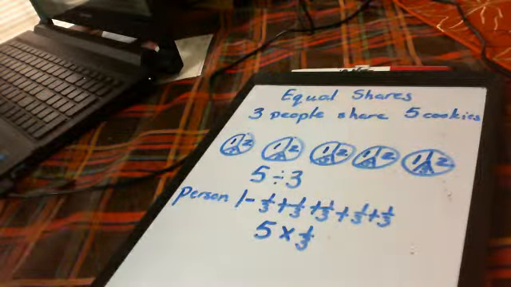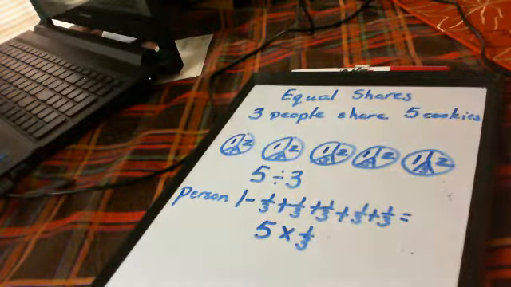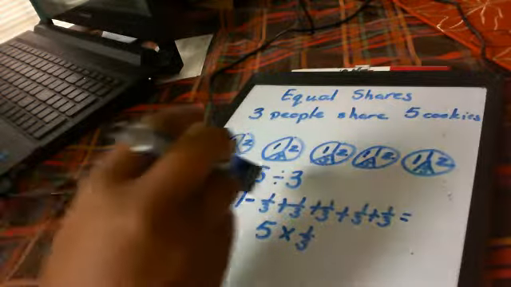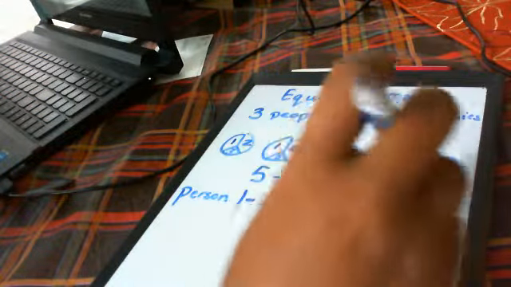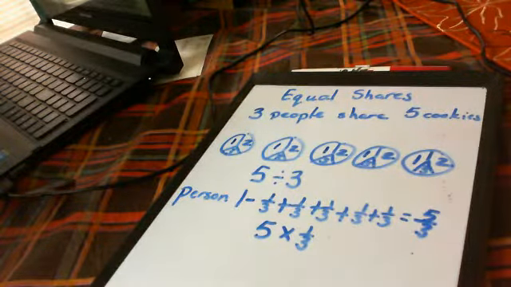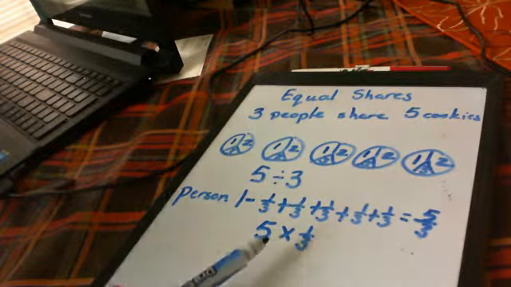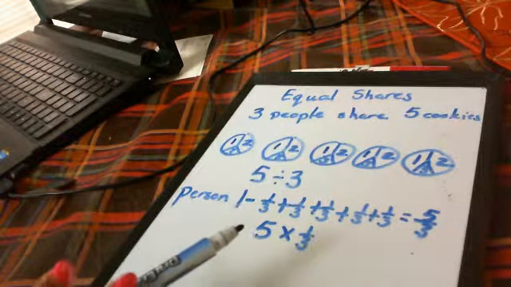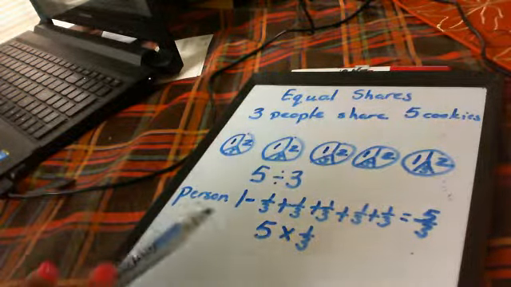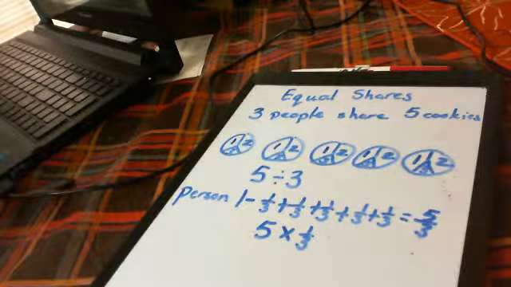So now we need to know how many pieces that is. Well, since they all have a common denominator of 3, we can add our numerators. So 1, 2, 3, 4, 5/3. Our multiplication just means I have 5 groups of 1/3. And so our final answer is 5/3.